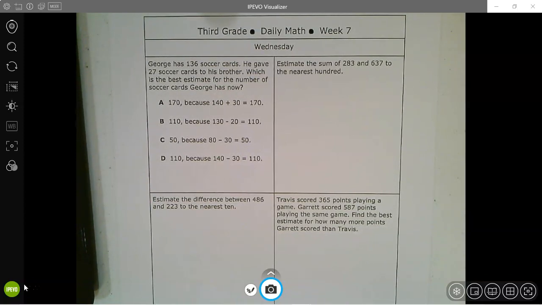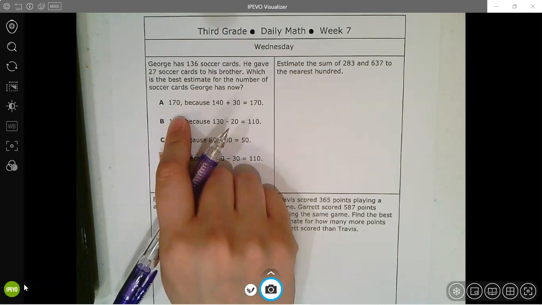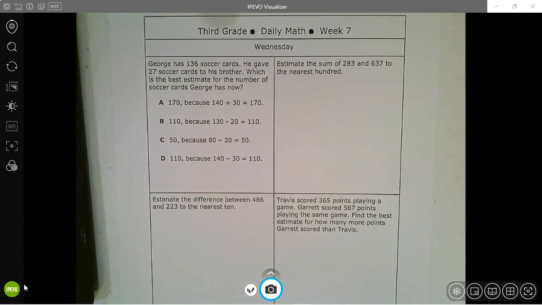A lot of the times when we do math tests or any type of math problem, you notice a lot of them are mostly word problems. So we have to be able to understand them. So let's start with this one. George has 136 soccer cards. He gave 27 soccer cards to his brother. Which is the best estimate for the number of soccer cards George has now?